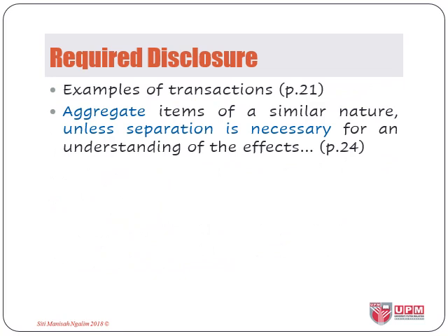Paragraph 21 lists down 10 examples of the transactions between related parties, which includes purchases, sales, leases, and provisions of guarantees or collateral. For full list of the examples, you may refer to paragraph 21. For all of the transactions, an entity is allowed to aggregate the items of a similar nature unless separation is necessary for an understanding of the effects of related party transactions on the financial statements of the entity.